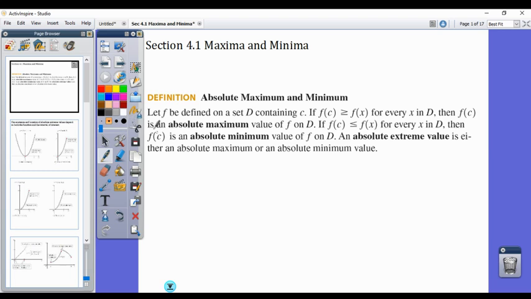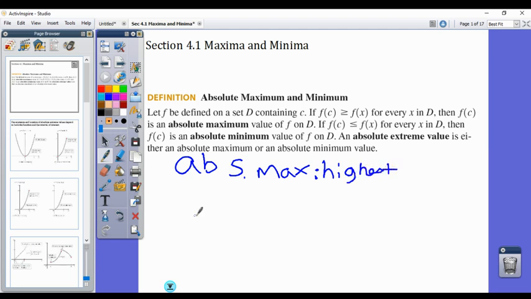Okay, so the takeaway from this definition is absolute max is going to be the highest. And then your absolute min is going to be the smallest.